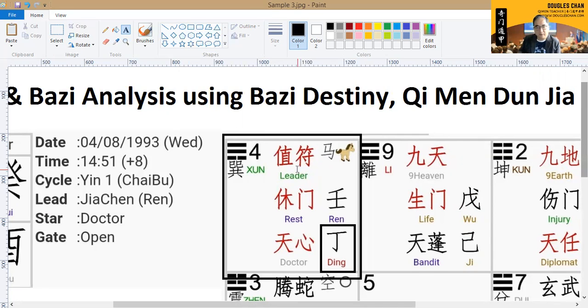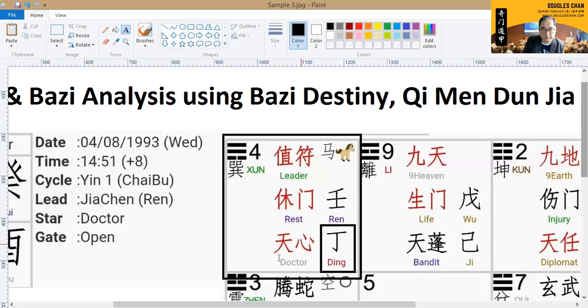There's also another one, rest. Rest means one of his characters is rest. Rest represents somebody who is very chill, very relaxed, not so hardworking. He likes to enjoy life and doesn't really like to compete and compare with other people. This is a basic description of rest. Of course, there is a lot more description regarding rest and leader, but I'm just giving you a basic overview.